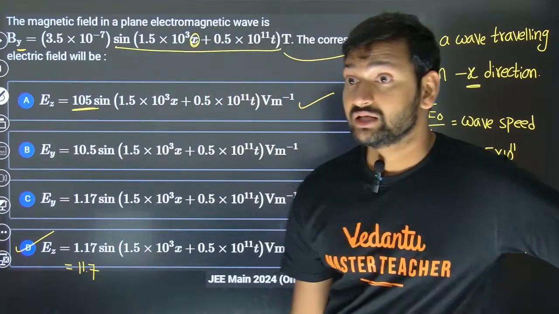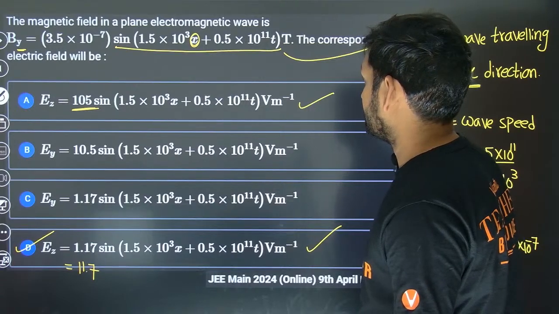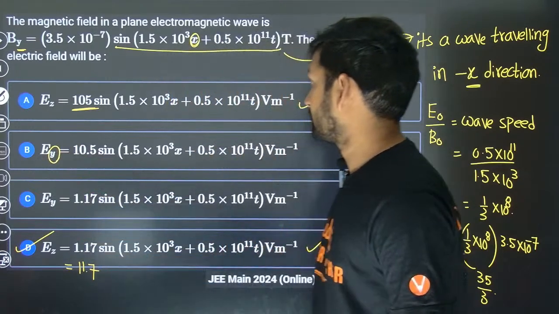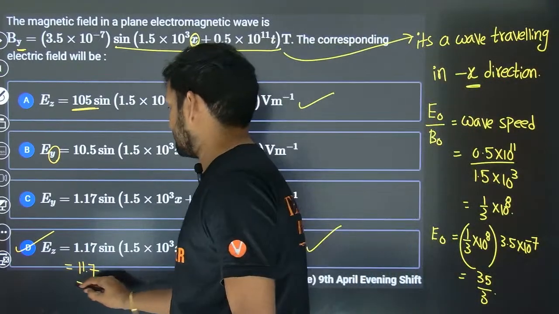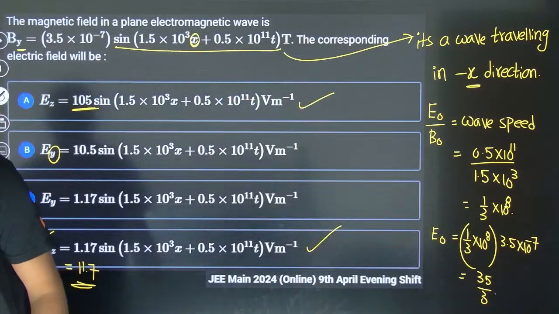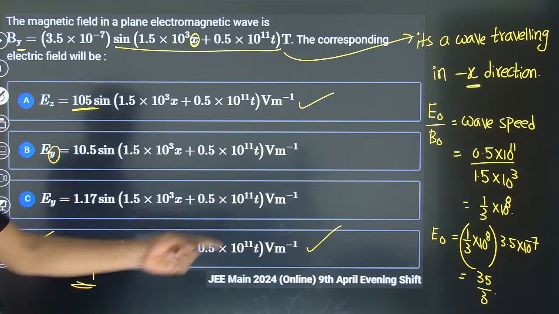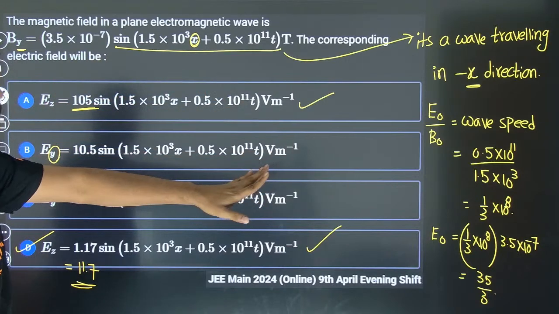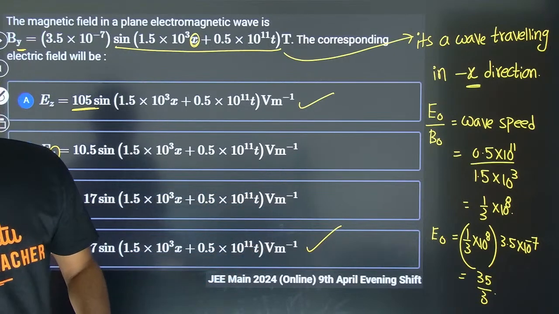It's not B, because they shouldn't have typed it as EY. It should be EZ. It should be EZ. Right? This should have been 11.7, man. I haven't done any calculation mistake. I don't think so. I can't see it. 0.5 into 10 to the power 11 by 1.5 into 10 to the power 3. Yes, 35 by 3 is the amplitude. 35 by 3 is the amplitude.